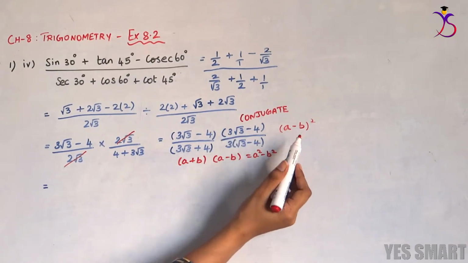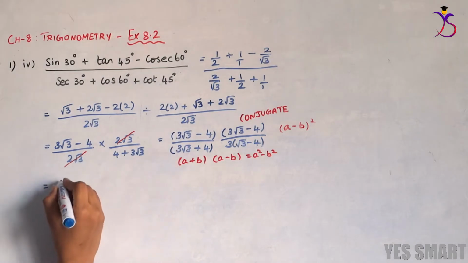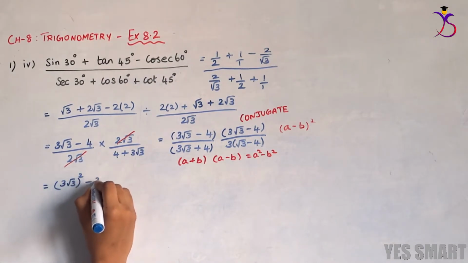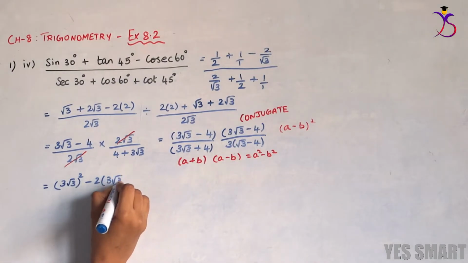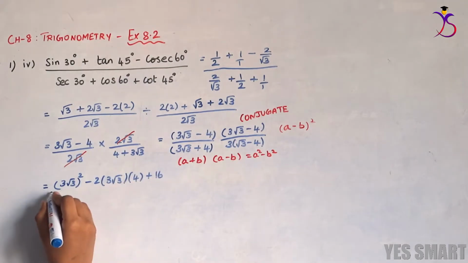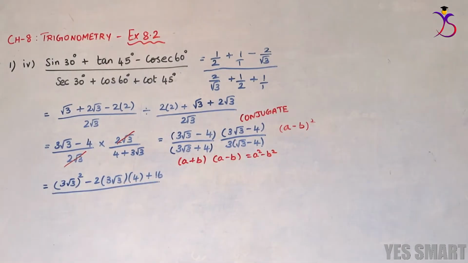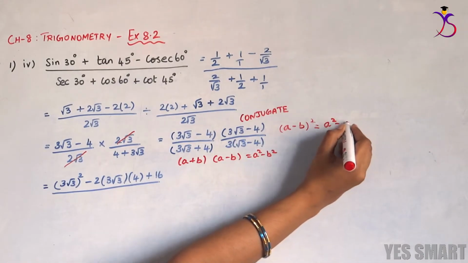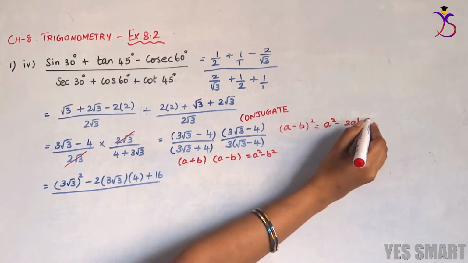On expanding the numerator, 3 root 3 the whole square minus 2 into 3 root 3 into 4 plus 16. This expansion is a square minus 2ab plus b square. So I have expanded the numerator using this identity.